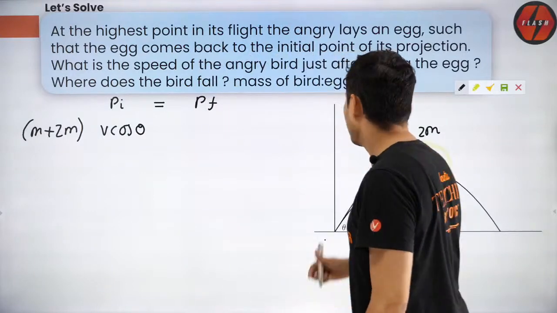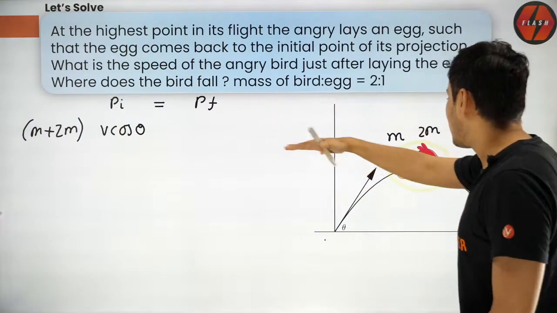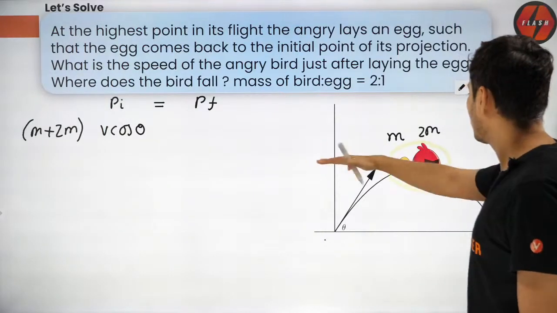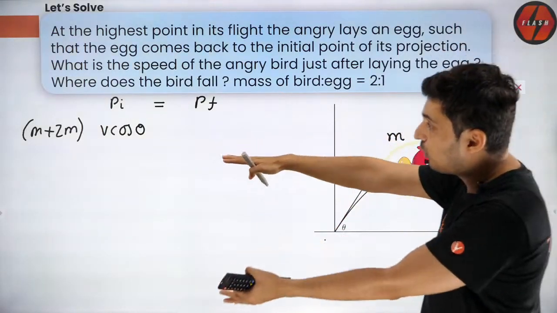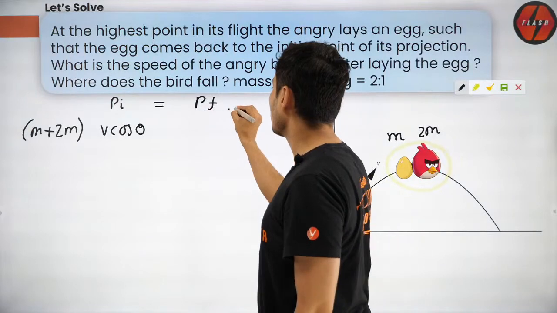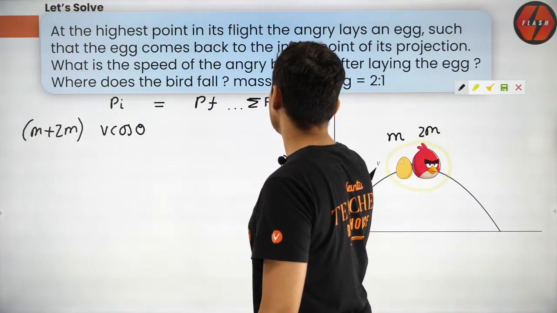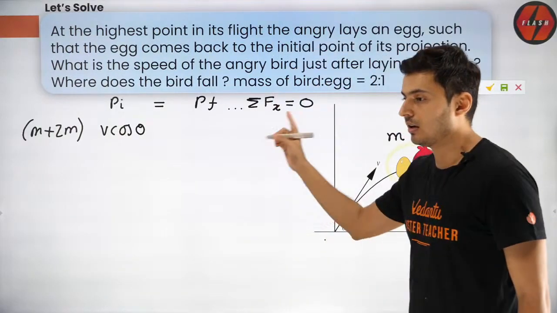Very good. Now, understand, there is no force in the horizontal direction. That's why the momentum before and after is the same, since net force in the x direction is 0. Understand? So I can conserve.